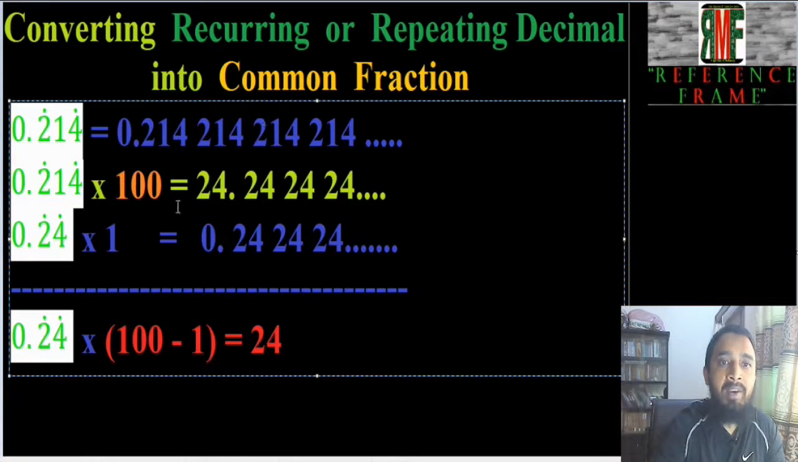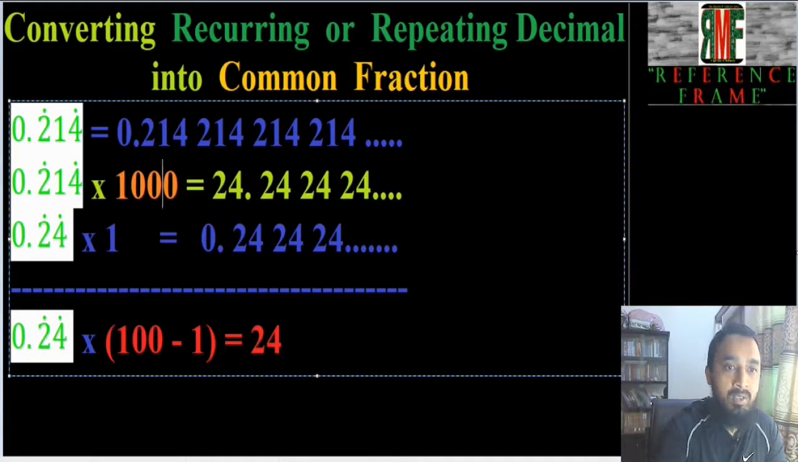Look, all 3 are repeating again and again. So since there are 3 digits after the decimal point, this time we're going to multiply by 1 and three 0s. That means 1000.